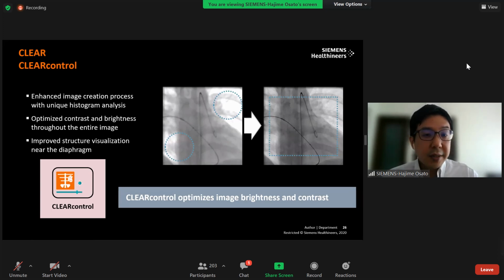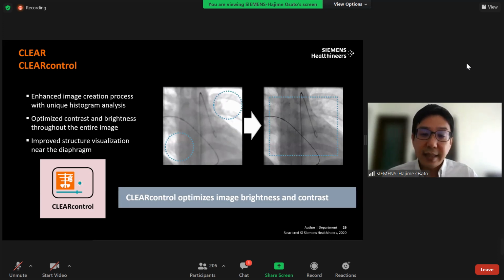The bright area, like a lung field, makes a halation. I mean a white-out impression, due to differences between patients. Clear Control detects this point and adjusts contrast. You can see the difference in the right side image. The white signal was suppressed, so the device signal becomes more black.